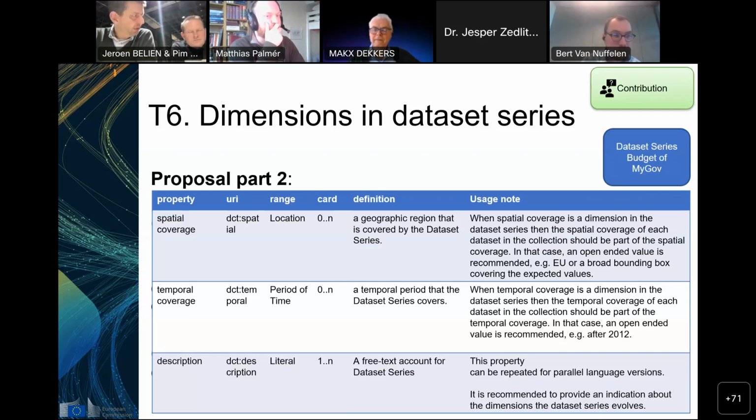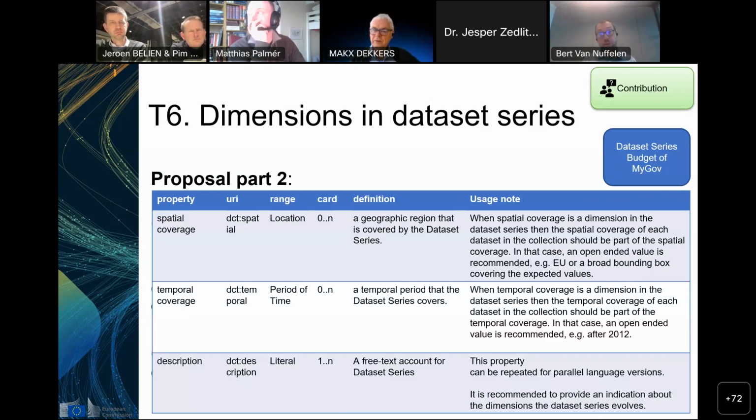Same spatial dataset measured in many different years, like your budget sheet. Then you have two dimensions in your data series in principle. So is it then a temporal or a spatial data series? It can be both. What I mentioned is we have in DCAT two specific properties, for temporal coverage and for spatial coverage.